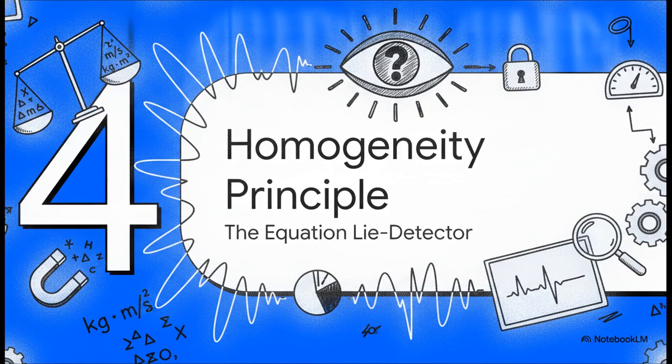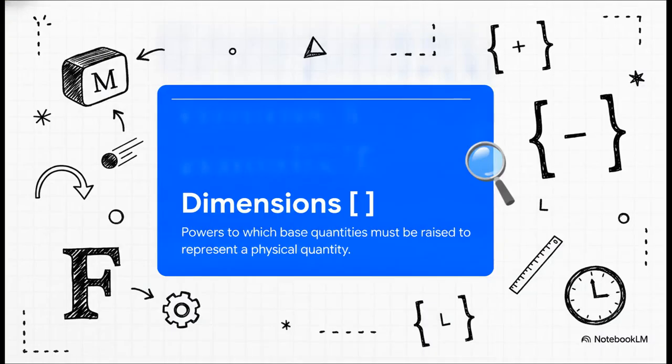All right, let's jump into Section 4, the principle of homogeneity. Before we can actually use this principle, we have to understand dimensions, which are denoted here by those square brackets. Dimensions are just the powers or exponents to which base quantities are raised. For instance, force is mass times acceleration, right? So we map out its dimensions as M^1 L^1 T^-2. This simply shows us exactly how those base quantities combine to build the whole concept of force.